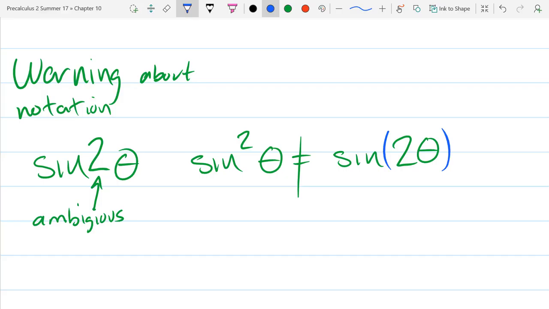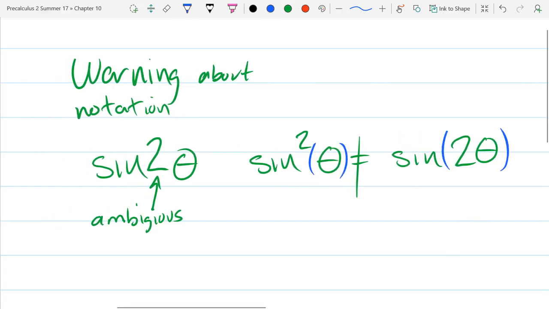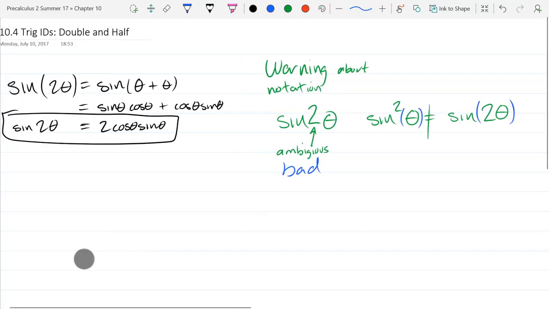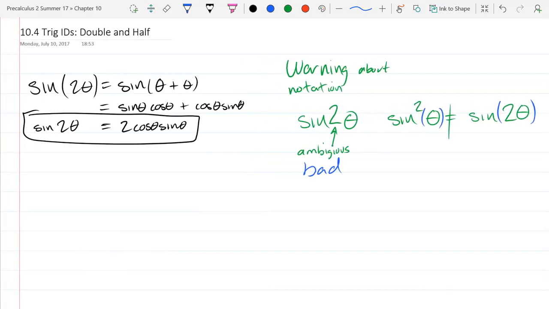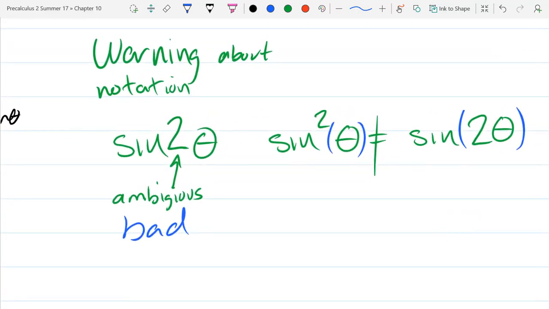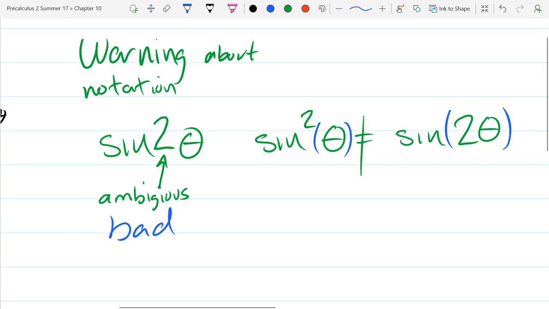Over here on the left, there's really not a way to parenthesize. You could put your theta in parentheses so it's a little more clear that just the input is theta, and that 2 is part of the sine. It squares the sine function. So this ambiguity is bad. I call that a lazy exponent because it's hanging down a little too low. Or if you're using a coefficient, make sure it doesn't cheat up or get written too small.